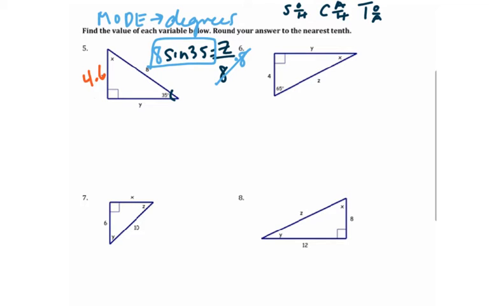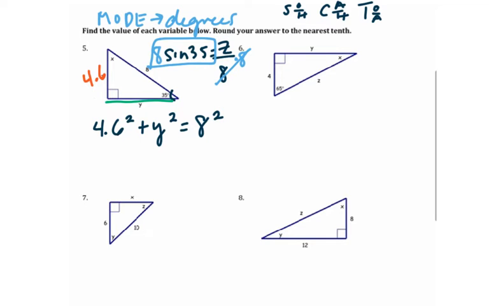Okay, so now I can solve for Y. If I have two sides of a right triangle, I can use Pythagorean theorem. So I can say that 4.6 squared plus Y squared equals my hypotenuse squared. So your leg squared plus your leg squared equals your hypotenuse squared. I could also have used cosine, because from an angle I have an adjacent to solve for Y, and I have a hypotenuse number. Or we could just use Pythagorean theorem.